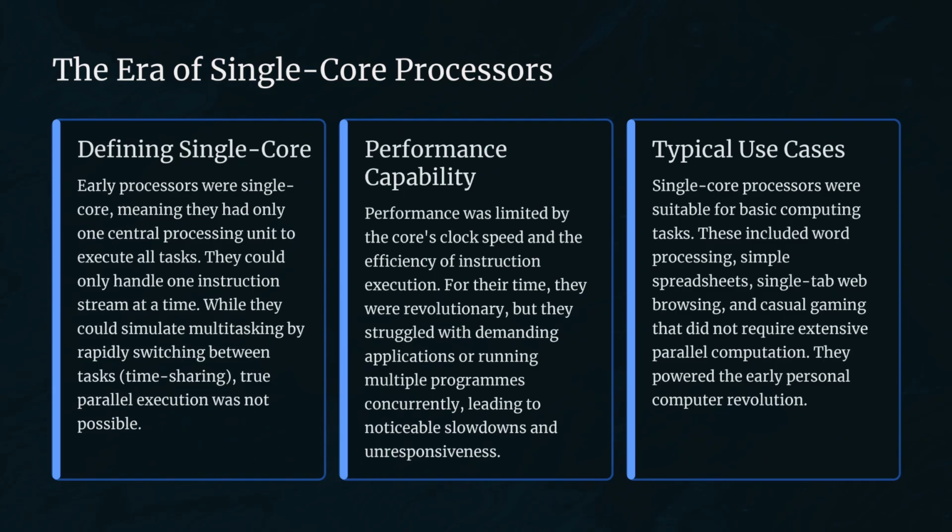Now we first talk about the single core processors. Early computers had only one core. That meant the CPU could only handle one instruction at a time. It could switch between tasks really fast to make it look like multitasking, but true parallel execution wasn't possible. For their time, single-core processors were revolutionary, but they struggled with demanding apps. Imagine trying to run YouTube, Word, and Spotify at the same time. It would lag badly. That's why they were only good for simple things like typing documents, basic spreadsheets, or casual old-school games.